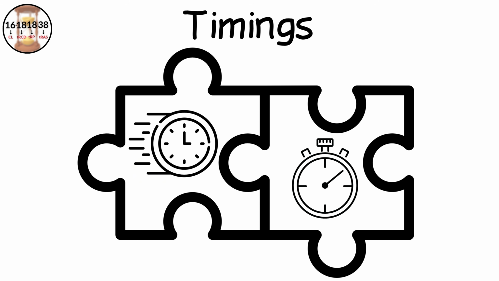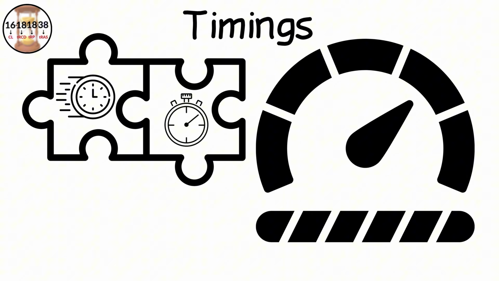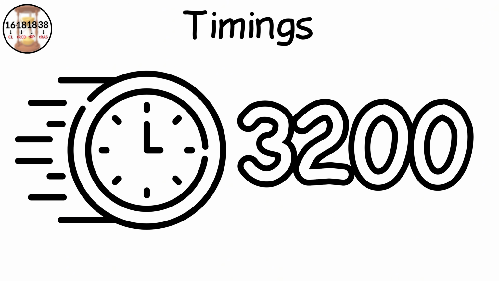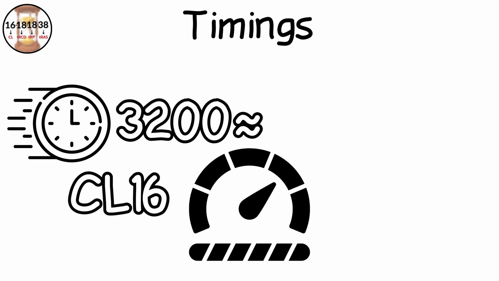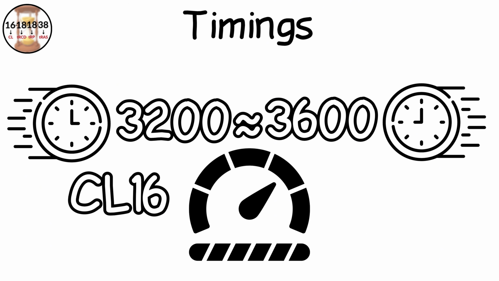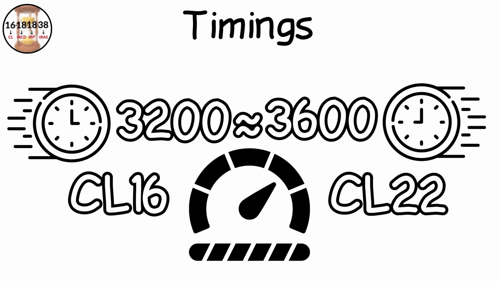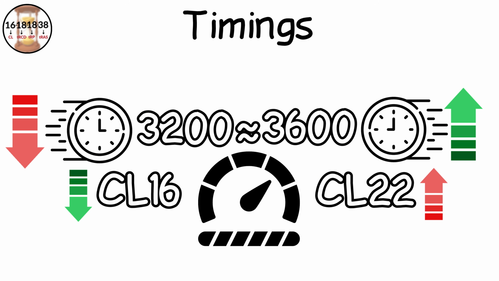Speed and timings work together to determine actual performance. You need to consider both. A 3200 speed kit with CL16 timings might perform similarly to a 3600 speed kit with CL22 timings because the higher speed is offset by the slower timings.